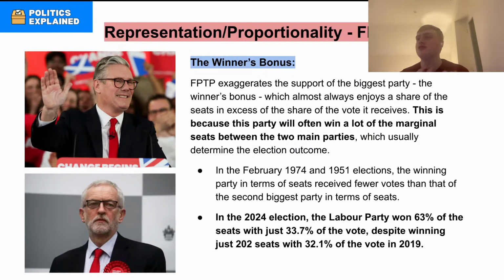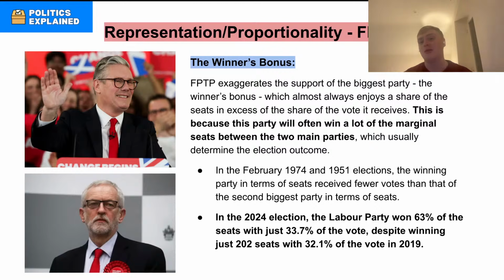So say Labour and the Conservatives are really close in an election, and Labour just win 2% more of the vote than the Conservatives. That might lead them to winning 100 more seats. Because in those seats which are really close, Labour will win them, get the seats, and the Conservatives won't. And that's really why it leads to this winner's bonus. And you can bring that in to explain it in your essays.